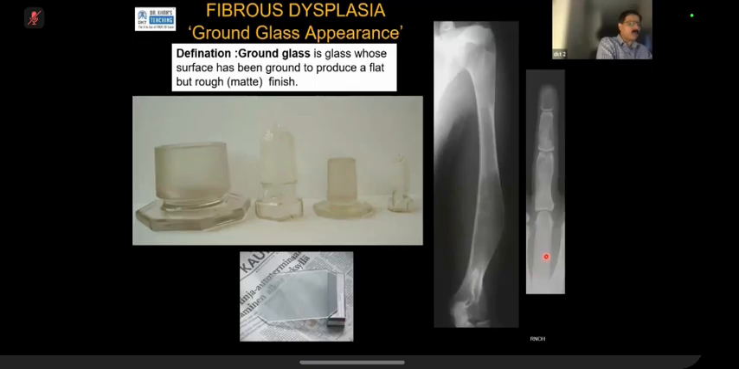But within that, this is classical ground glass. Here, with that classical ground glass, there is a bit of lytic spaces. Don't get confused. What is happening here? Completely lytic in the distal phalanx. Don't get confused. It is the same spectrum.